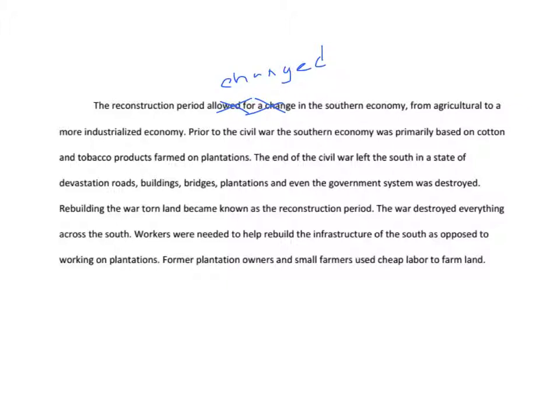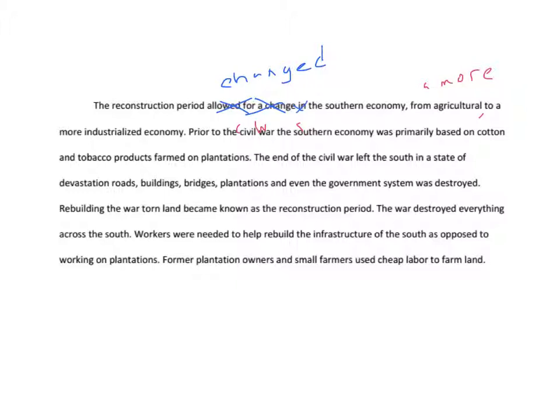But I think if we could make it simpler to say, the Reconstruction period changed the Southern economy from agricultural to a more industrialized economy. From a more agricultural to a more industrialized economy. Prior to the Civil War, the Southern economy was primarily based on cotton and tobacco products farmed on plantations.